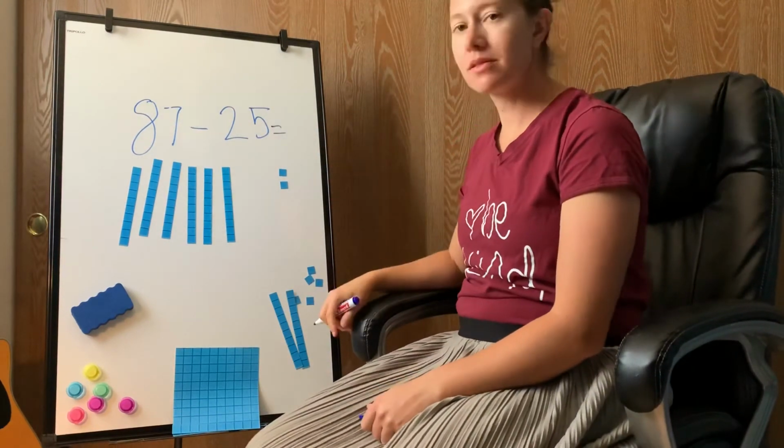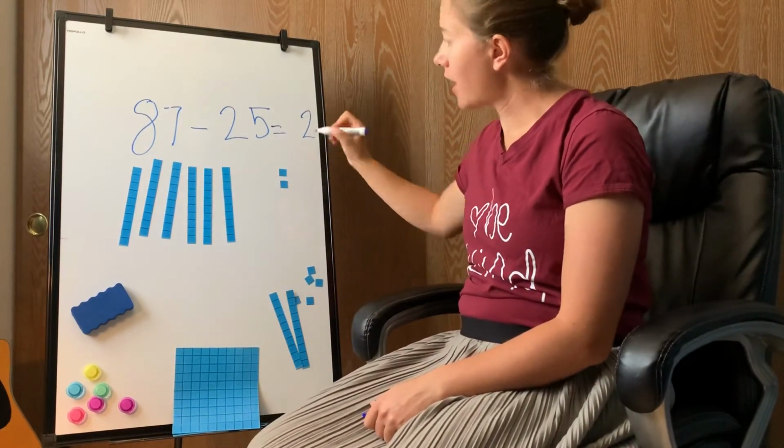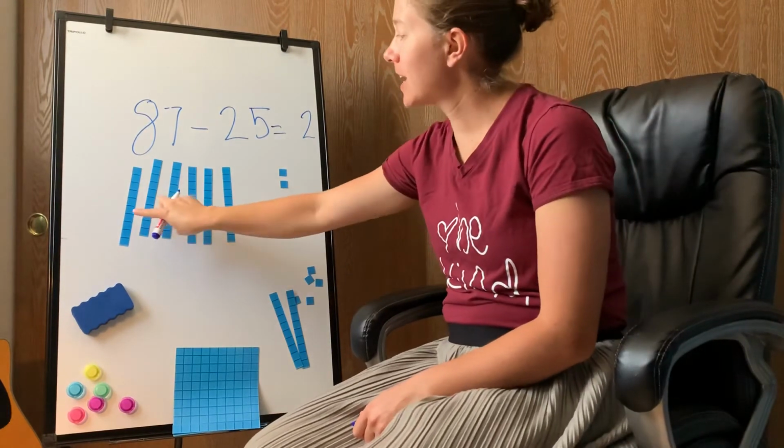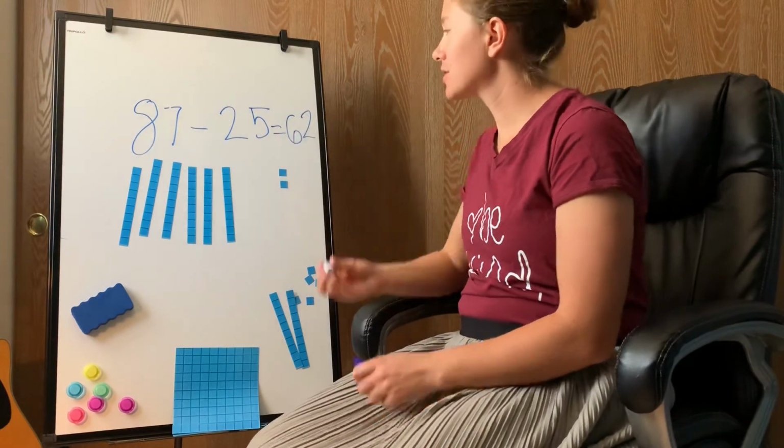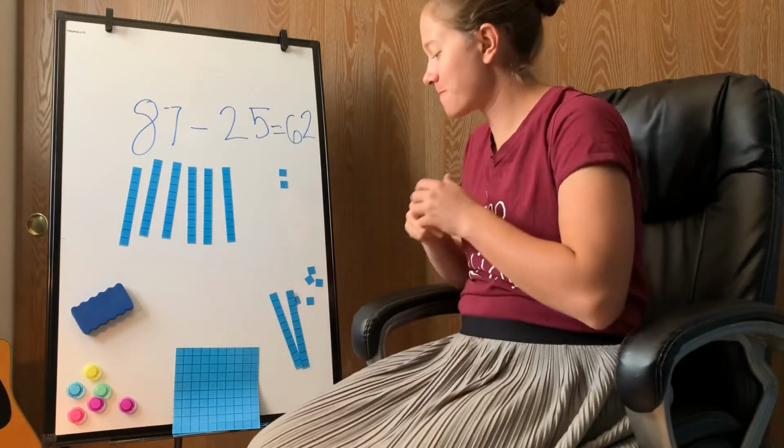And then I can figure out what my answer is. So I'm going to count my ones. 1, 2. And then I'm going to count my tens. 10, 20, 30, 40, 50, 60. So my answer is 62.